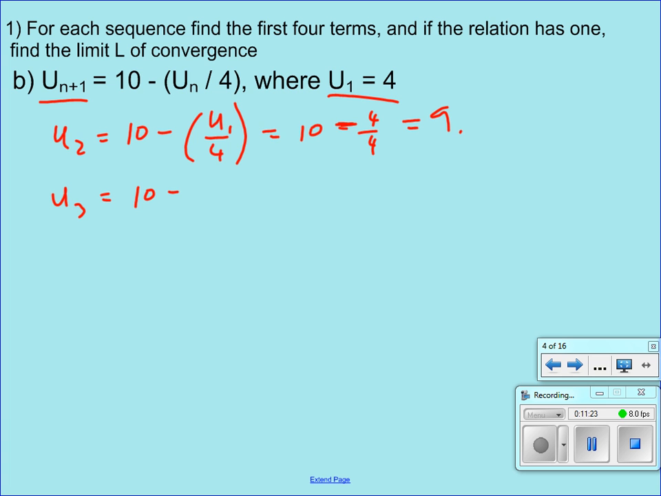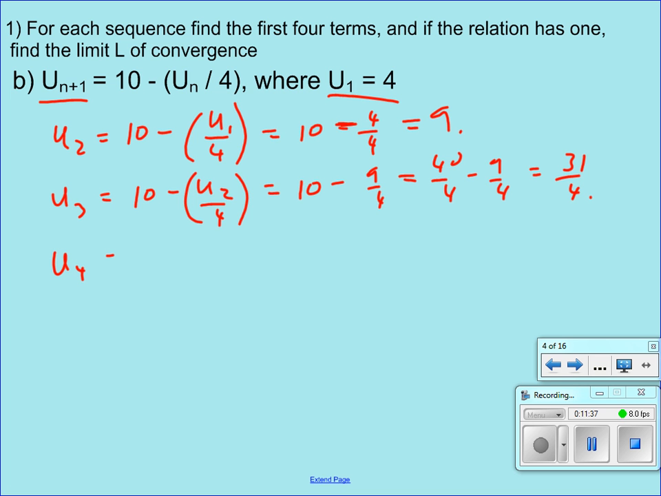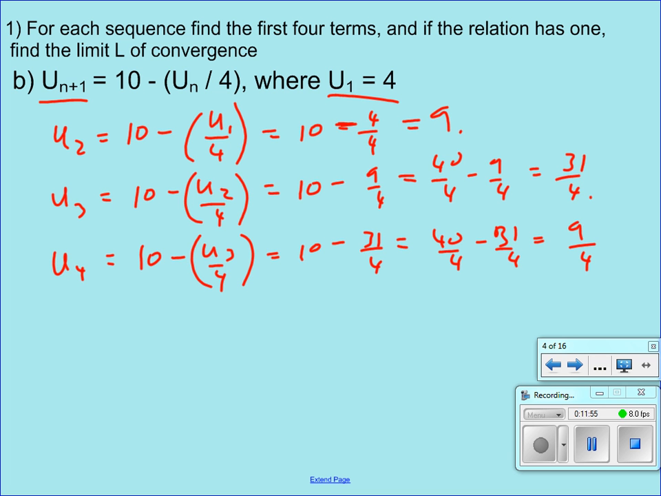u3 equals 10 minus u2 over 4, which equals 10 minus 9 over 4, which equals 40 over 4 minus 9 over 4, which is 31 over 4. Finally, the fourth term, 10 minus u3 over 4 equals 10 minus 31 over 4, 40 over 4 minus 31 over 4 equals 9 over 4. Okay? So again, you can see that the gap is closing between each term. I found the first 4 terms. Let's then check convergence.